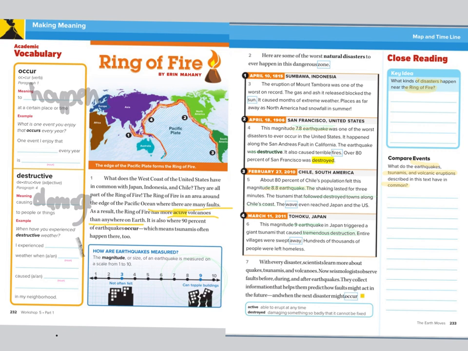So now you can go ahead and answer the question at the bottom using the information that we just highlighted on page 233. So you can stop the video now and answer those questions.